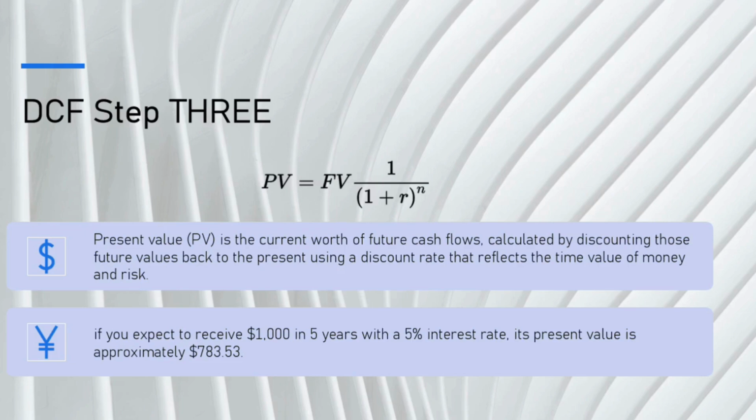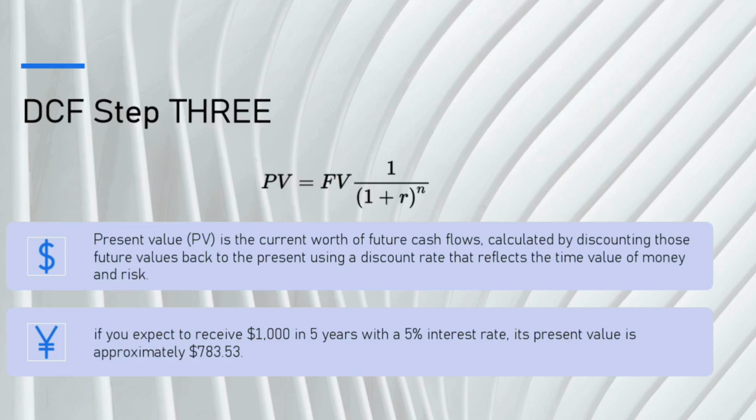For example, if you expect to receive $1,000 after 5 years with a 5% interest rate, its present value will be approximately 783.53. This helps to make investment decisions, whether this will be beneficial to me today or tomorrow.